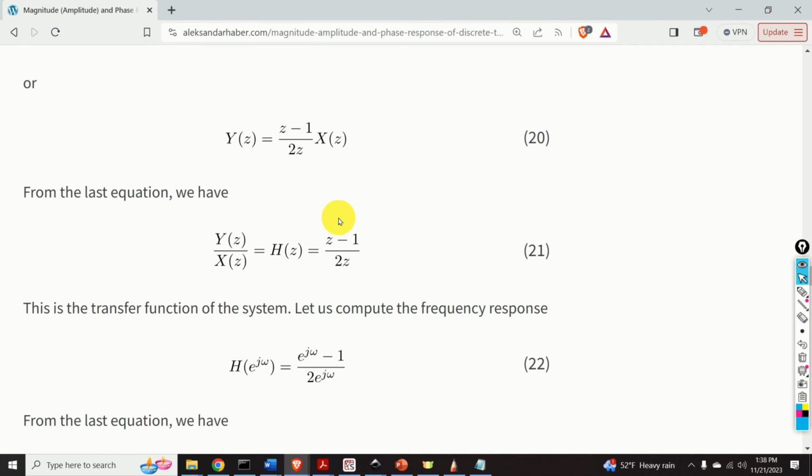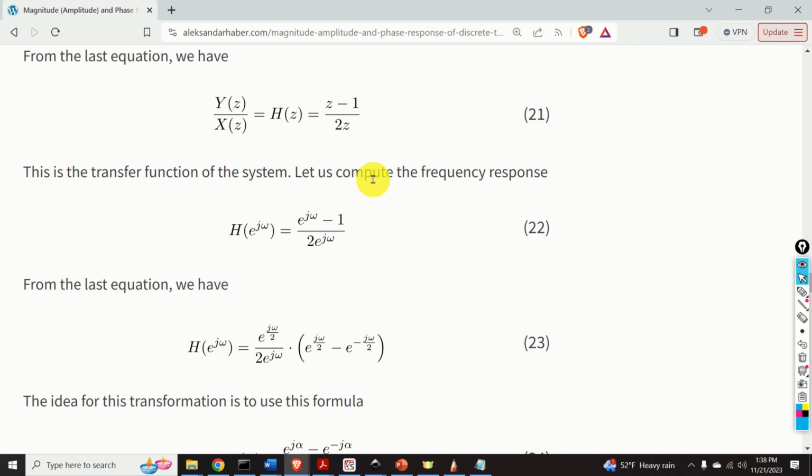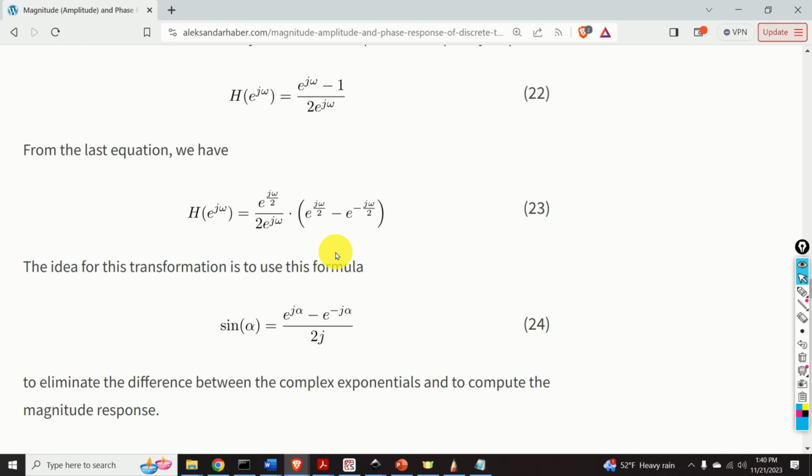Now, let us compute the frequency response of this system. To compute the frequency response of the system, we will substitute z in this equation by e to the power j omega, and as a result, we obtain this equation. The goal is to compute the magnitude and the phase of this complex number. That is, the goal is to represent this complex number in the polar form.